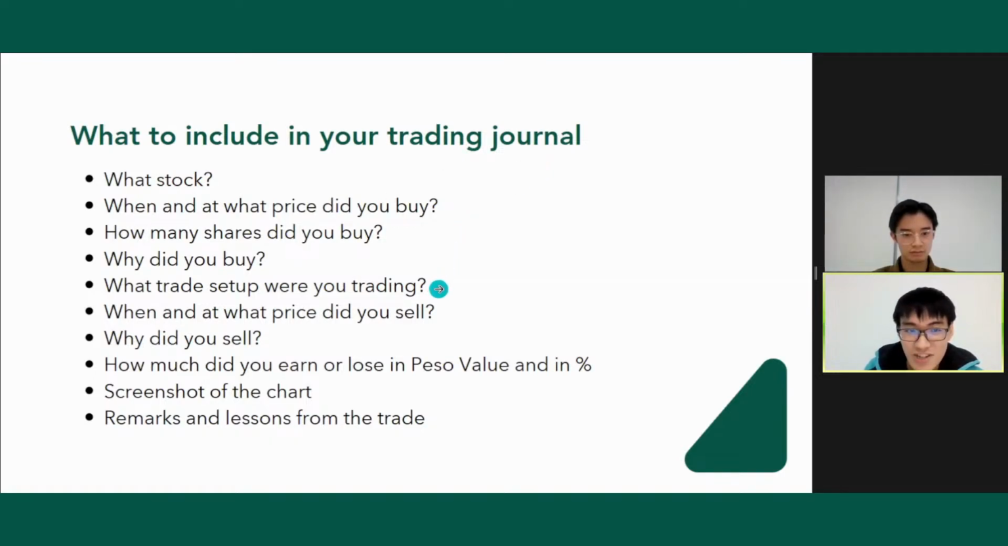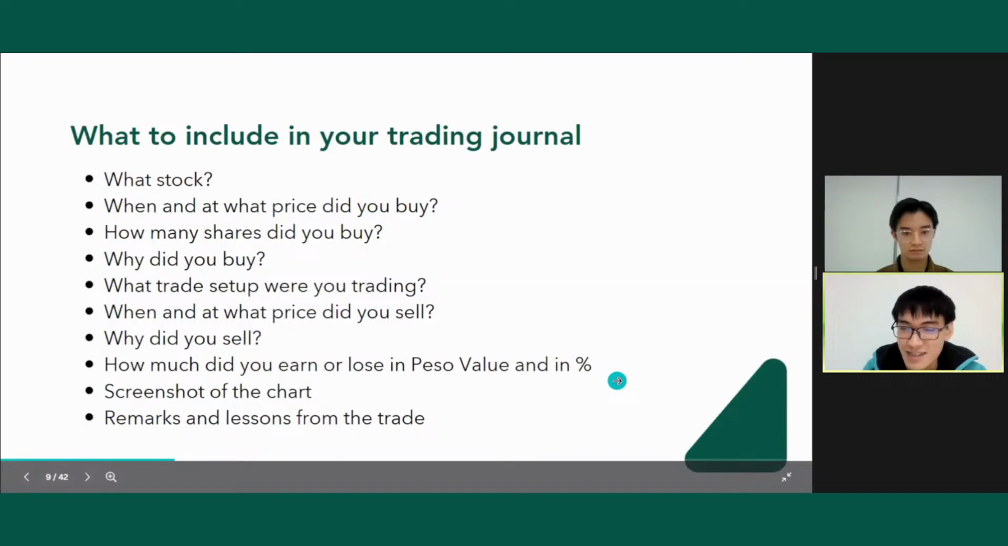Next, what trade setup were you trading? So there are only two, right? Buy on breakout and buy on support. So either of the two. Next, when and at what price did you sell? So did you sell when it hit your target? Did you sell because natakot ka, may bad news? Or did you sell because happy ka na, di ba? Kasi you're gaining na. Or did you sell because it hit your stop loss, di ba? So you have to remember why you sell. Next is how much did you earn or lose in peso and in percent gain, right?